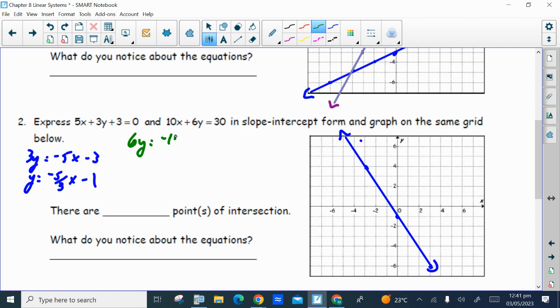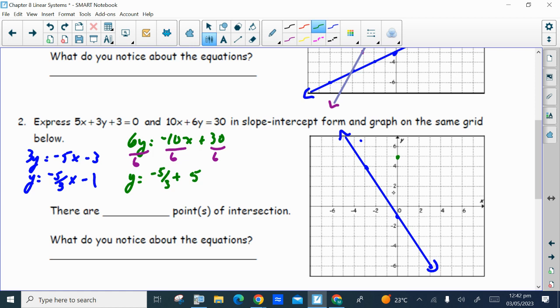You're going to subtract 10x from both sides. The 30 is positive, so it stays positive. And then we would divide both sides by 6. Everything gets divided by 6. And that'll give us y equals negative 10 over 6 becomes negative 5 over 3 plus 30 over 6 is positive 5. This line has a y-intercept of plus 5 and a slope also of negative 5/3.